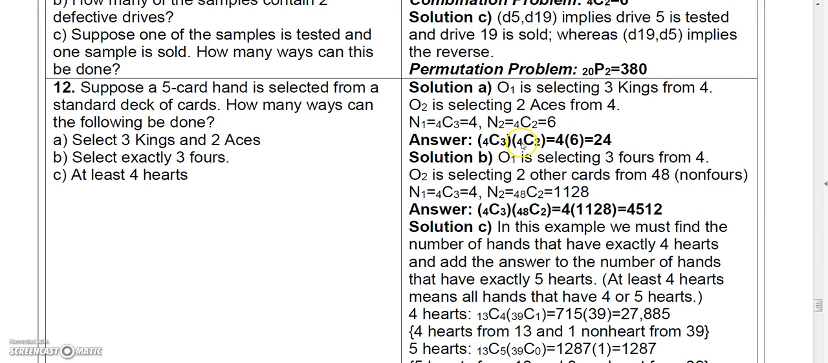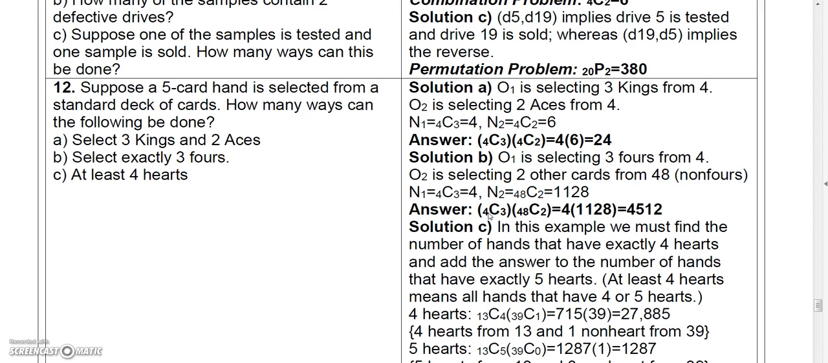And then out of the 4 aces, you have to choose 2. So the second operation would be, out of the 4 aces, choose 2. So 4C2. And then you multiply the 2 numbers together to get the total of 24 possibilities. The next one says exactly 3 4s. Well, operation 1 here would be choosing 3 4s out of the 4 4s.